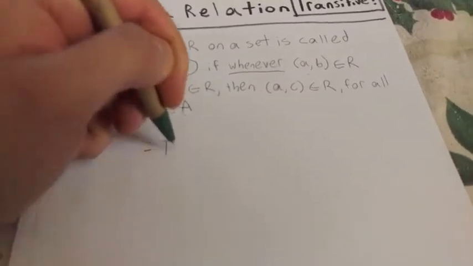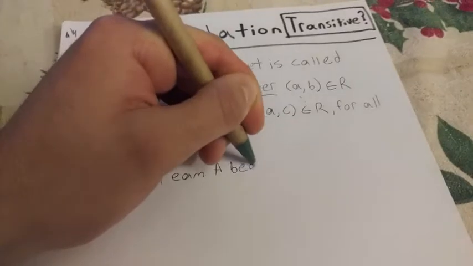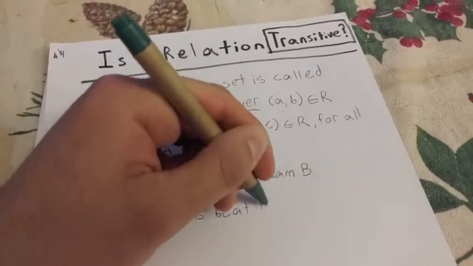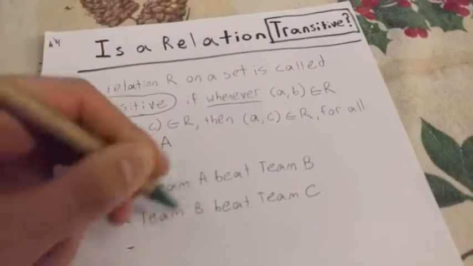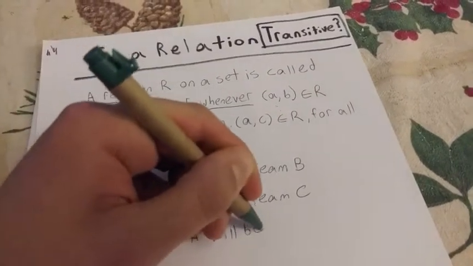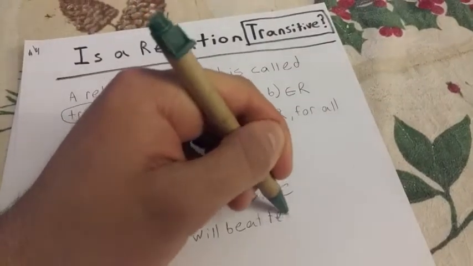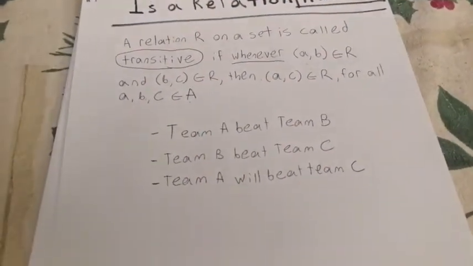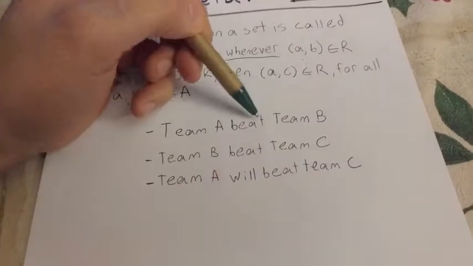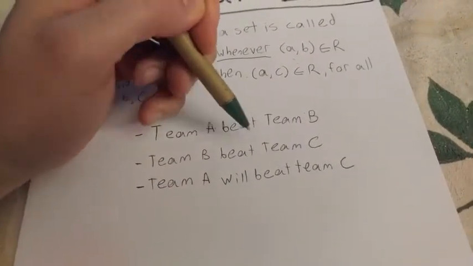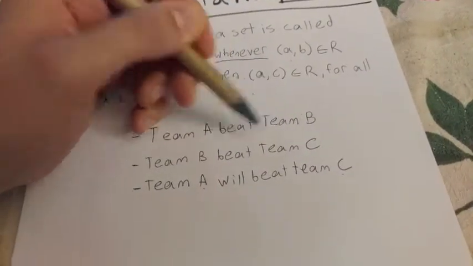So if the first statement is team A beat team B, so let's assume that first, and then if team B beat team C, then by transitive logic, by the transitive property, we can come to the conclusion that team A will beat team C. The reasoning behind this is, if team A beat team B, they're better than team B, which is a team that beats C. So by transitive property, you could say that team A will beat team C because they, after all, beat the team that beat team C.